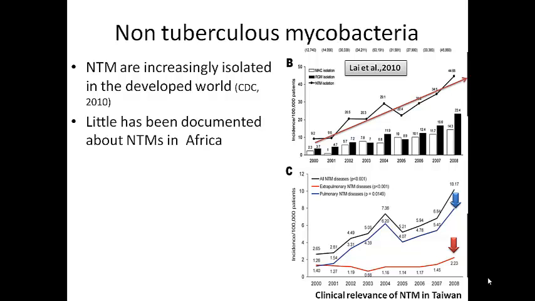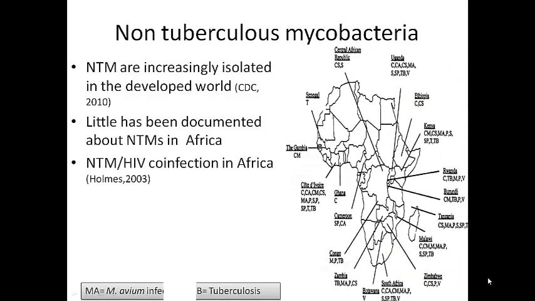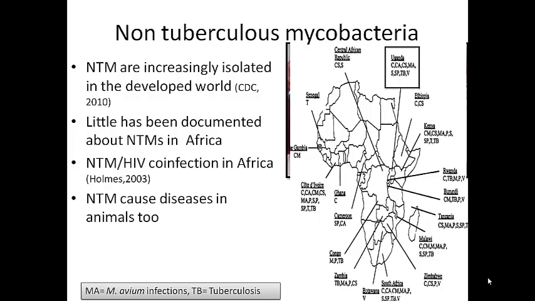There's little that has been documented about Africa, but in a study that was done in 2003 to document opportunistic infections among HIV infected patients, this study showed that Mycobacterium avium, or the non-tuberculous mycobacteria, together with Mycobacterium tuberculosis, are an integral part of opportunistic infections that are affecting HIV patients.